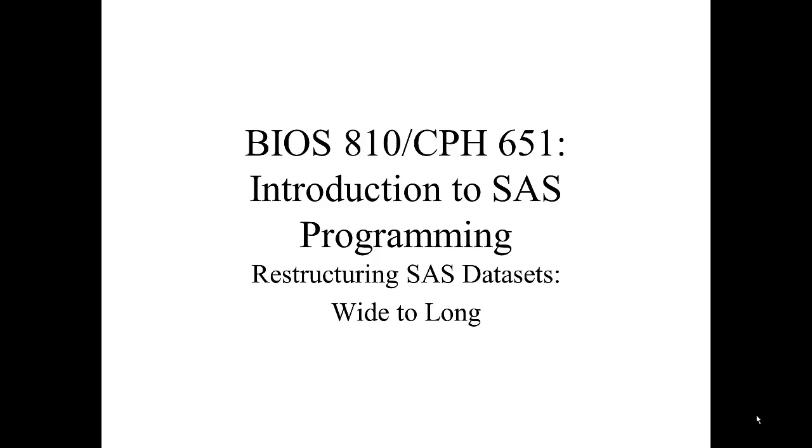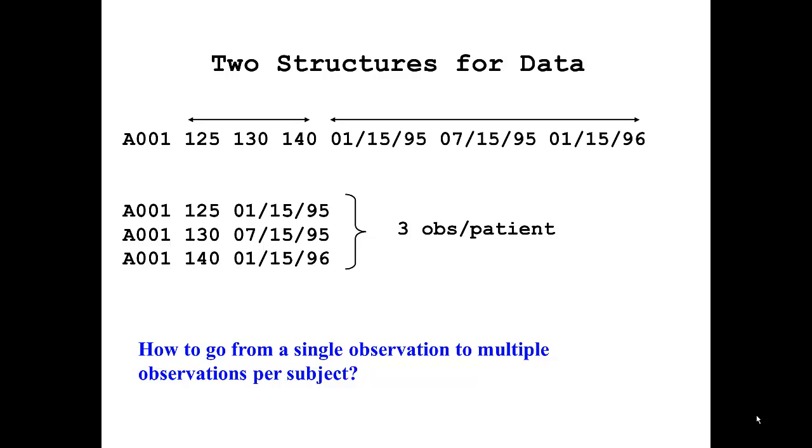Restructuring SAS datasets wide to long. We are considering two structures for data. In the first example, we have all of the data for a single patient on one row or observation.